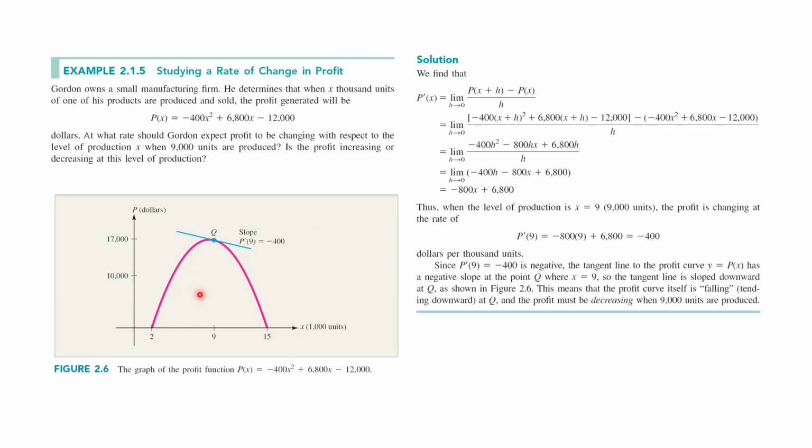So looking at the graph of P, you will notice here that at x equals 9, the tangent line is a line which is falling to the right. So this tells us also that the profit function at x equals 9 is a decreasing function.